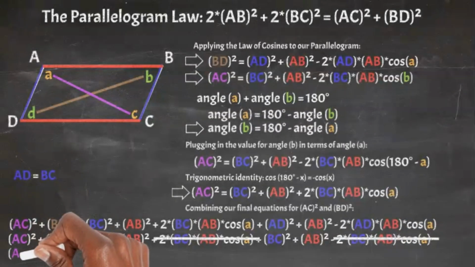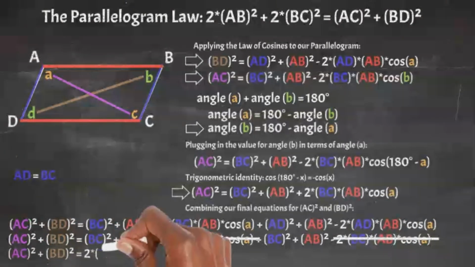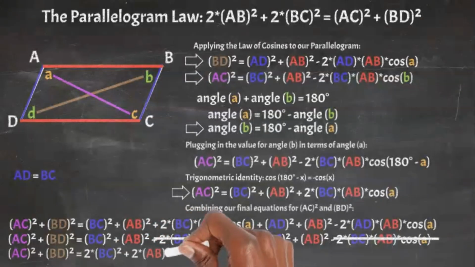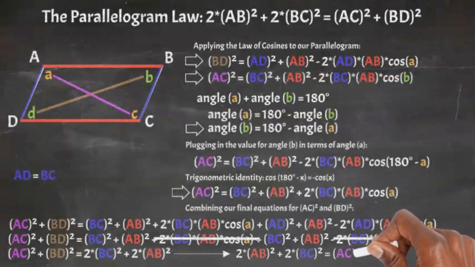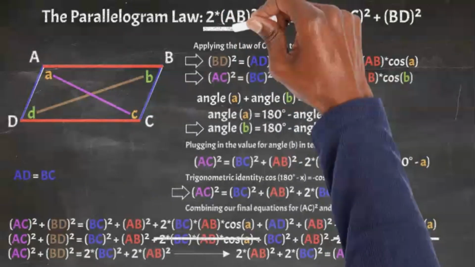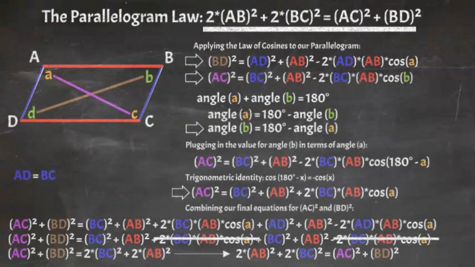What we are left with is that the sum of the squares of the lengths of our internal diagonal line segments BD and AC are equal to the sum of the squares of the four sides of the parallelogram, which is exactly what the parallelogram law states.